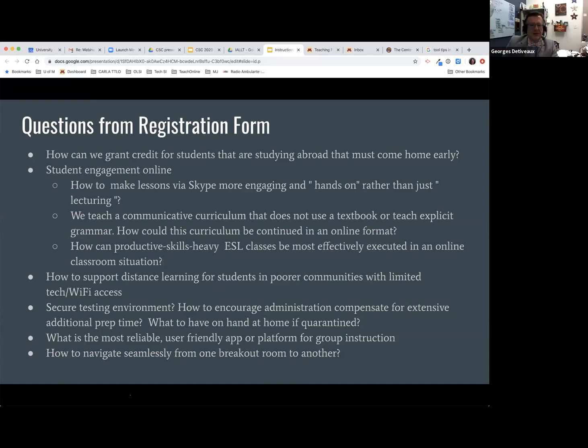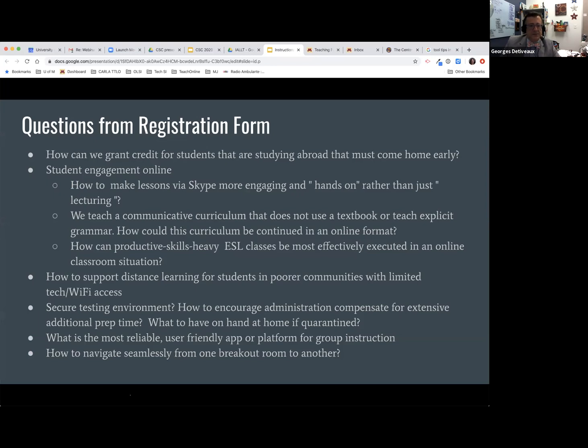Next is how can productive skills heavy ESL classes be most effectively executed in an online classroom situation? Well, I think those asynchronous tools then would come in handy there, right? So where people have to do an extended amount of speaking, they become the presenter, the almost kind of a facilitator of the class. I would let them do that in something like VoiceThread or Flipgrid.